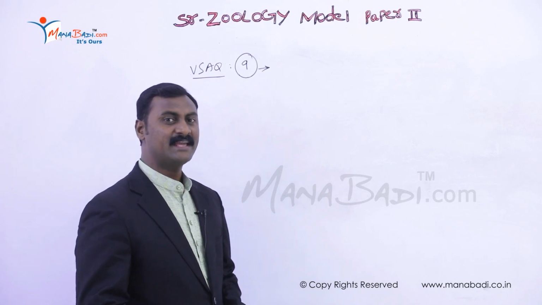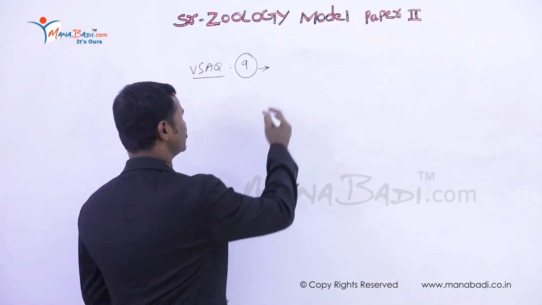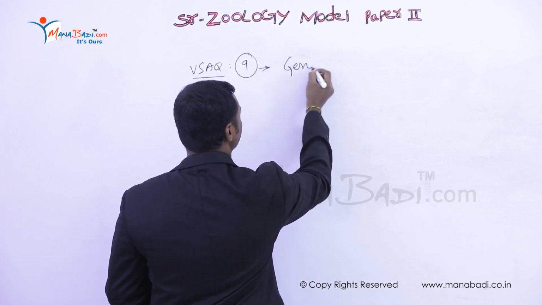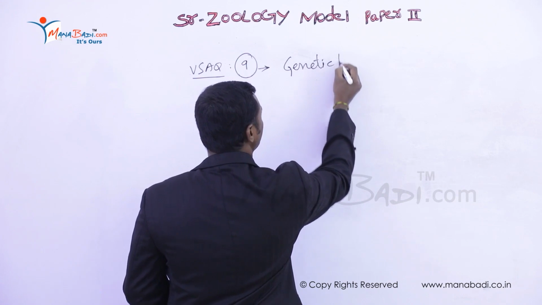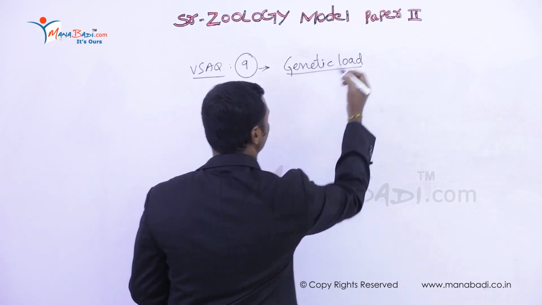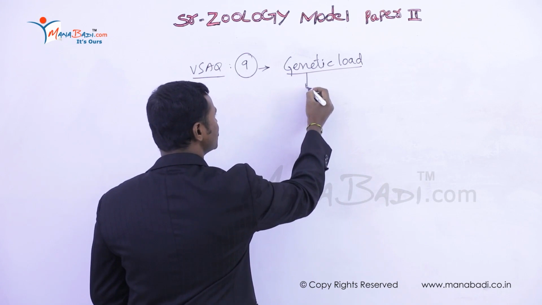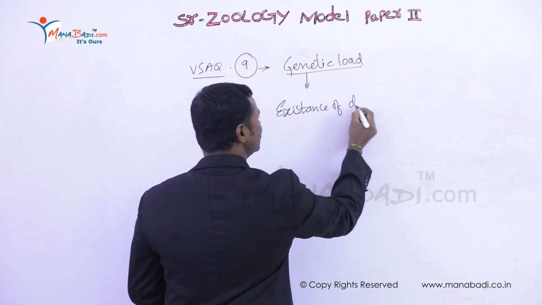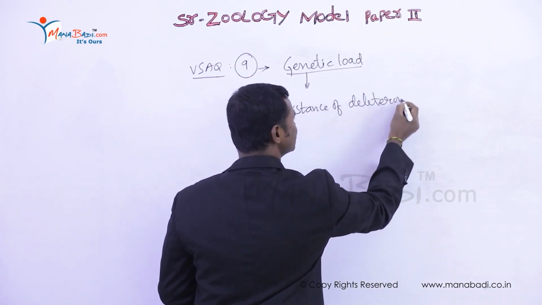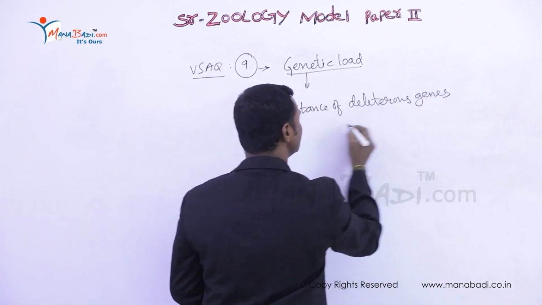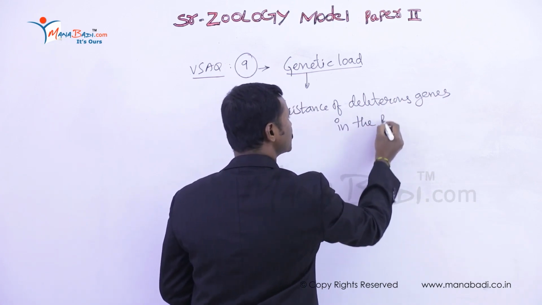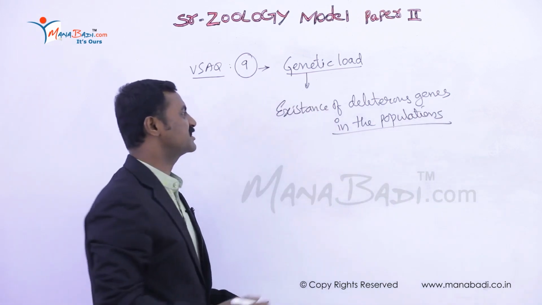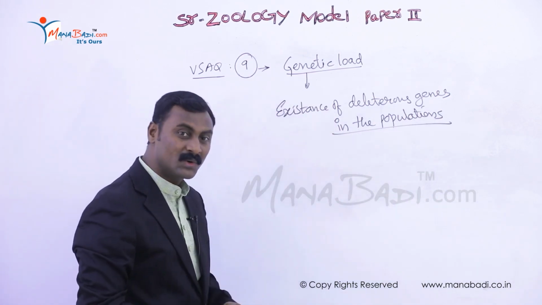Let us discuss the 9th VSAQ. This 9th VSAQ is from evolution. What is genetic load? Give one example. Generally, the continuation or existence of deleterious genes in the population is called genetic load.